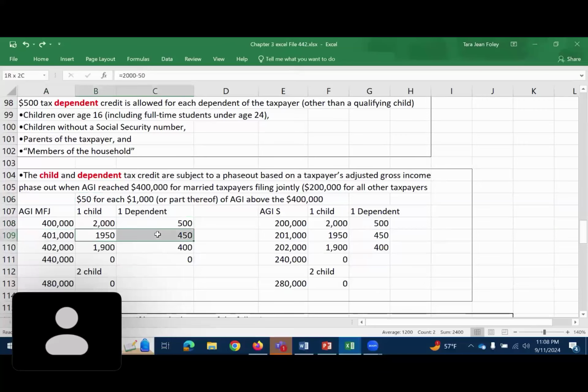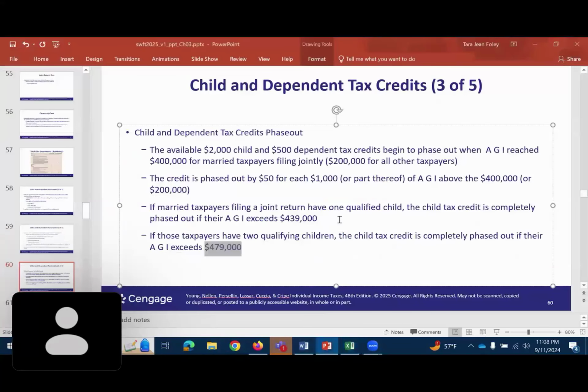So this is my credit, 1,950 and 450 versus 2,000 and 500. For another $1,000, I lose another $50. Same idea. My credit is 2,000 or 500, but I'm single, so my limit's 200. So anything $1,000 over, if this is 1,050, it's going to be, $50 is gone. $50 is gone. Another 50, another 50. And then after the 240, it's zero. After the 440 is zero, right? Because it gets phased out after 439.